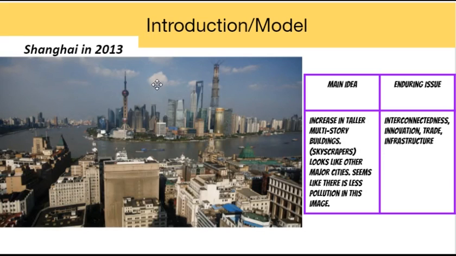Notice there's an increase in taller multi-story buildings. Check this out. There's skyscrapers. It looks like other major cities. Seems like there's less pollution. I mean, at least from this picture. I don't know. So I wrote down interconnectedness, innovation, trade, again, although there's less ships here now, and infrastructure. There's a whole lot going on.